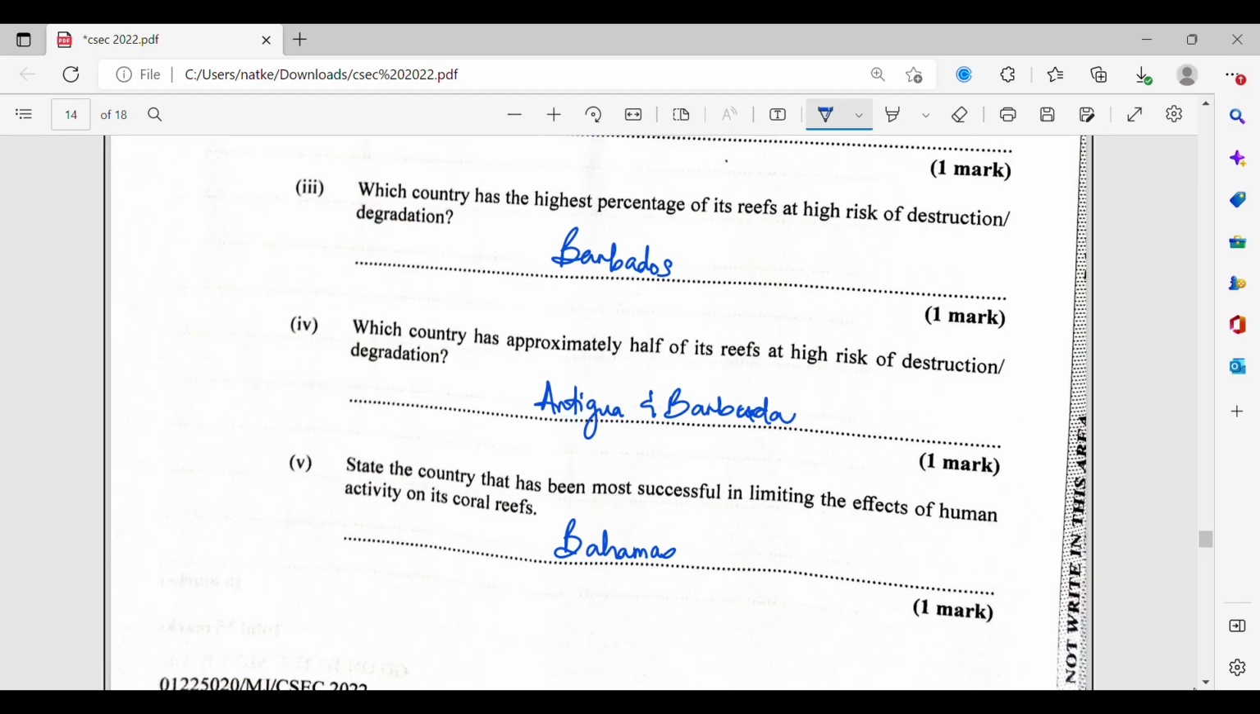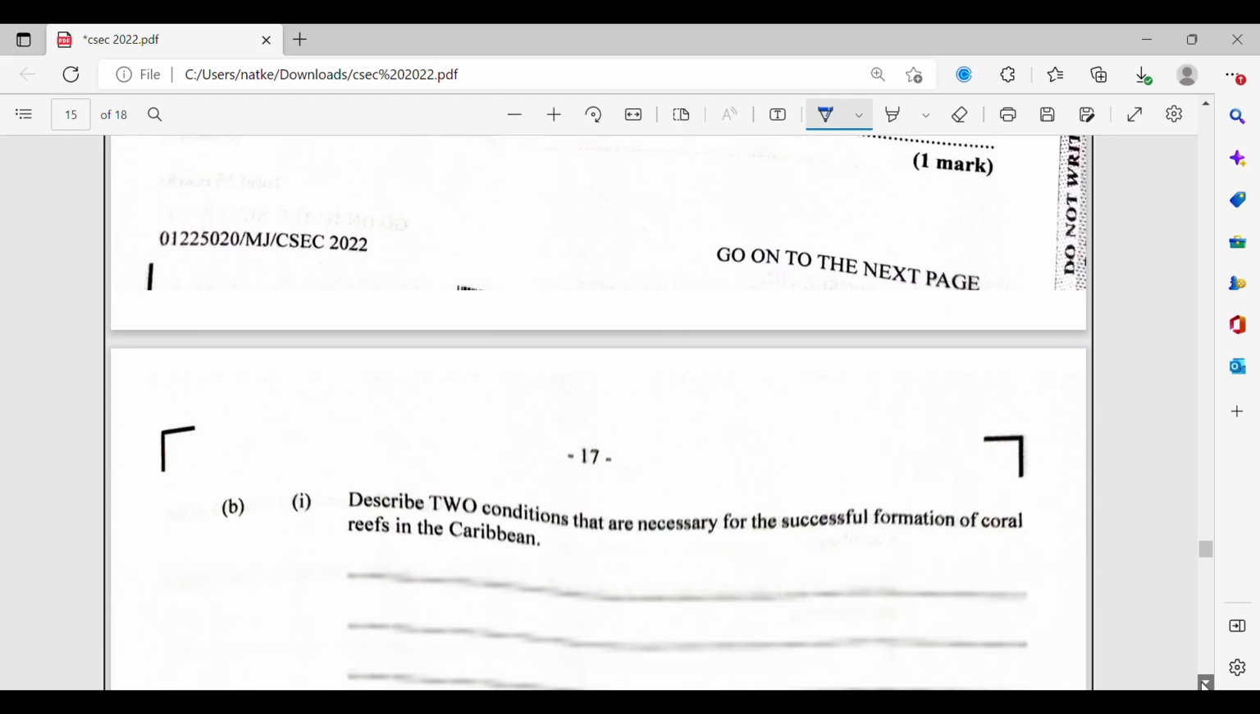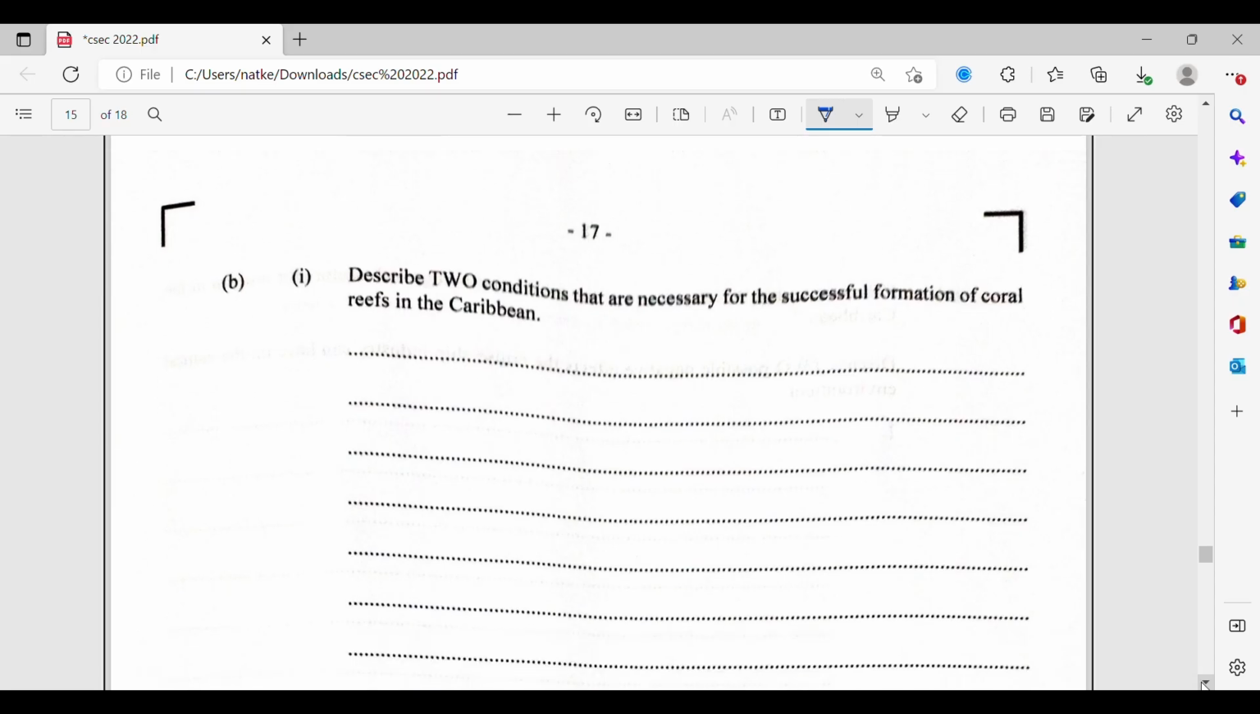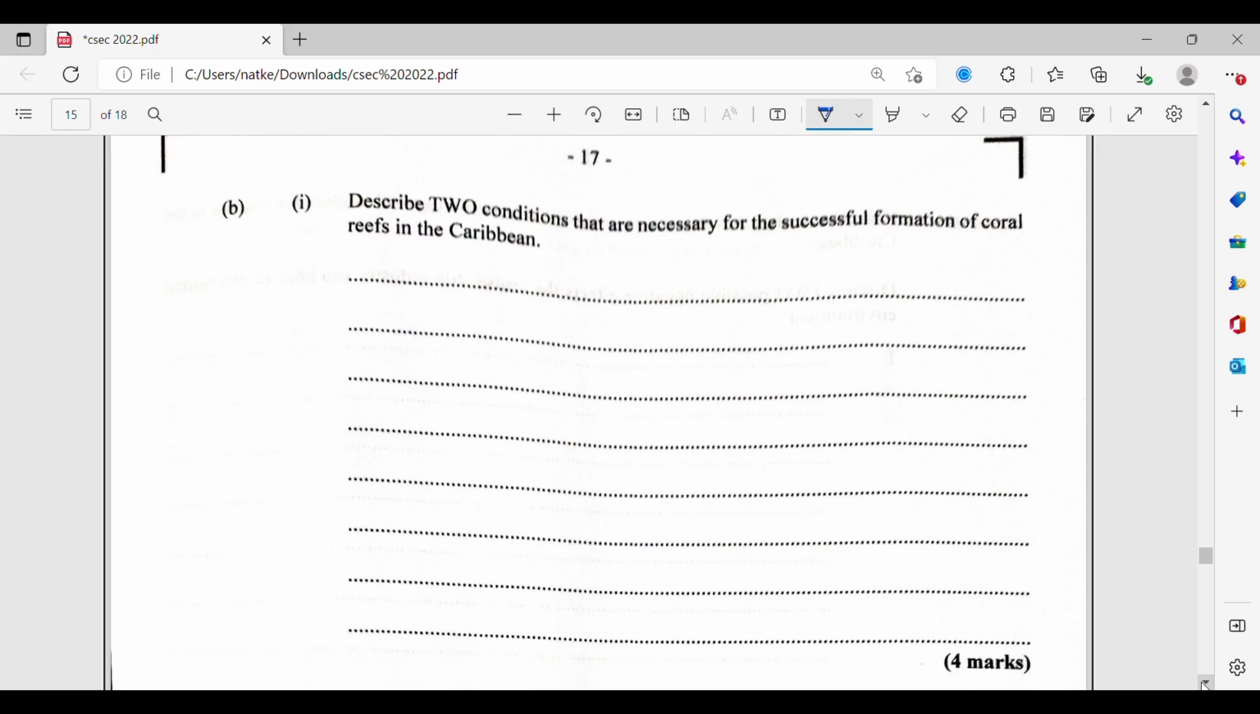All right. Next question, it says, describe 2 conditions that are necessary for the successful formation of coral reef in the Caribbean. So we do have a number of conditions that are necessary for the successful formation of coral reef. They are asking you to describe 2 of them. It is 4 marks, so that means you would have been getting 2 marks each.